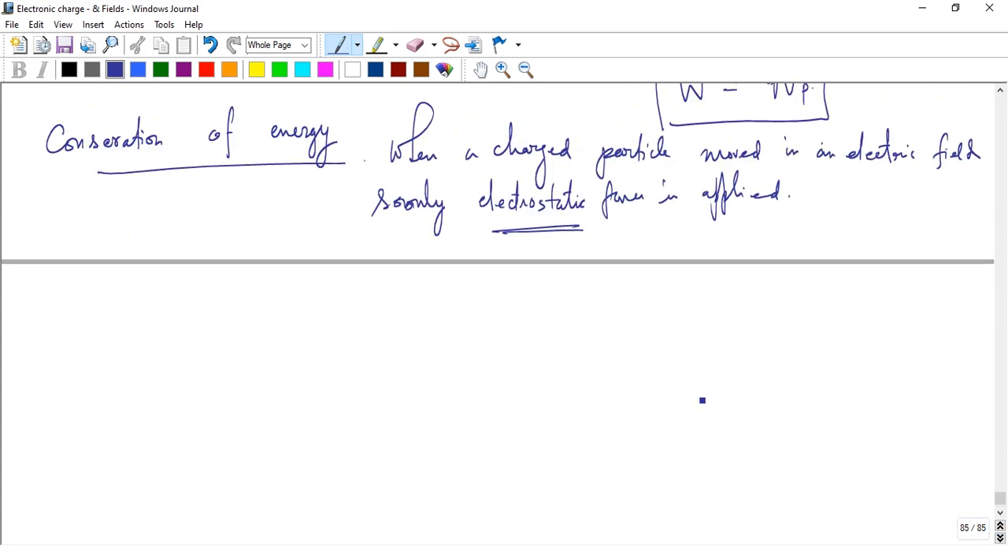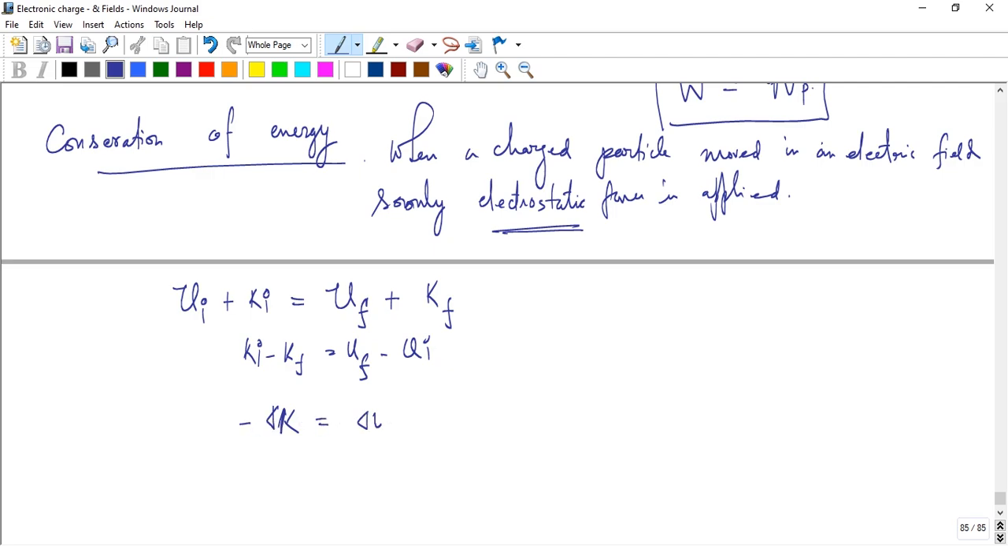If only the electrostatic force is applied, conservation of energy means that before some event, the initial potential energy plus initial kinetic energy is equal to the final potential energy plus final kinetic energy. So we get K initial minus Kf is equal to U final minus Ui, that is delta K minus, equal to delta U, or delta K is equal to minus delta U.